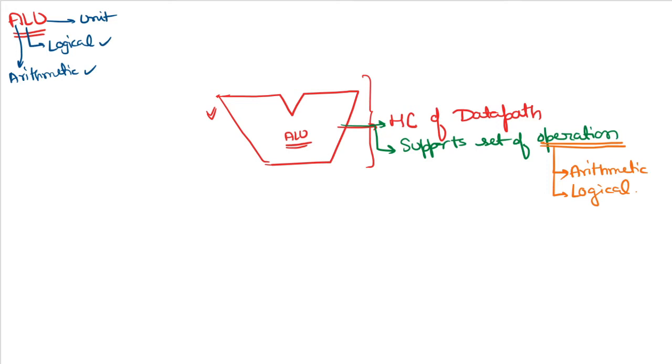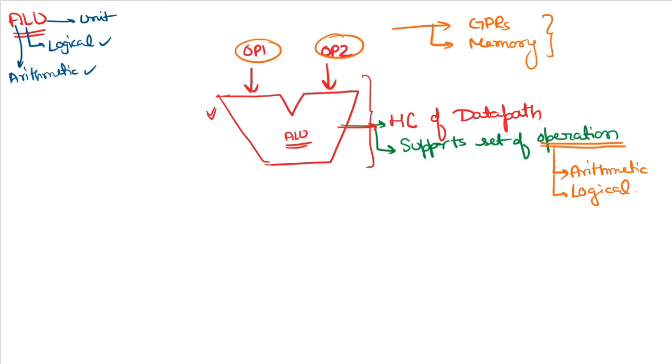Now, how does it perform the operations? It takes two operands, operand 1 and operand 2. These operands might come from general purpose registers, or they can come directly from memory. Directly from memory means via the MDR. It can come from either of them, from a general purpose register or directly from a memory cell.